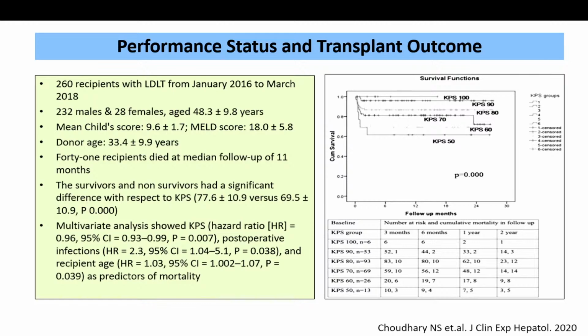So when we looked at the survivor versus non-survivor, we were biased towards performance status. We wanted to know, does it matter? What we found is that if your Karnofsky status was poor, then the outcome was bad. Three predictors in multivariate analysis came out as important predictors for mortality: poor performance status, post-operative infections, and recipient age. Higher age has a worse outcome. So if you have a combination of low performance status, infection, and an elderly patient, this would be a very bad case to take for transplant. So I would be very careful in taking such a patient.